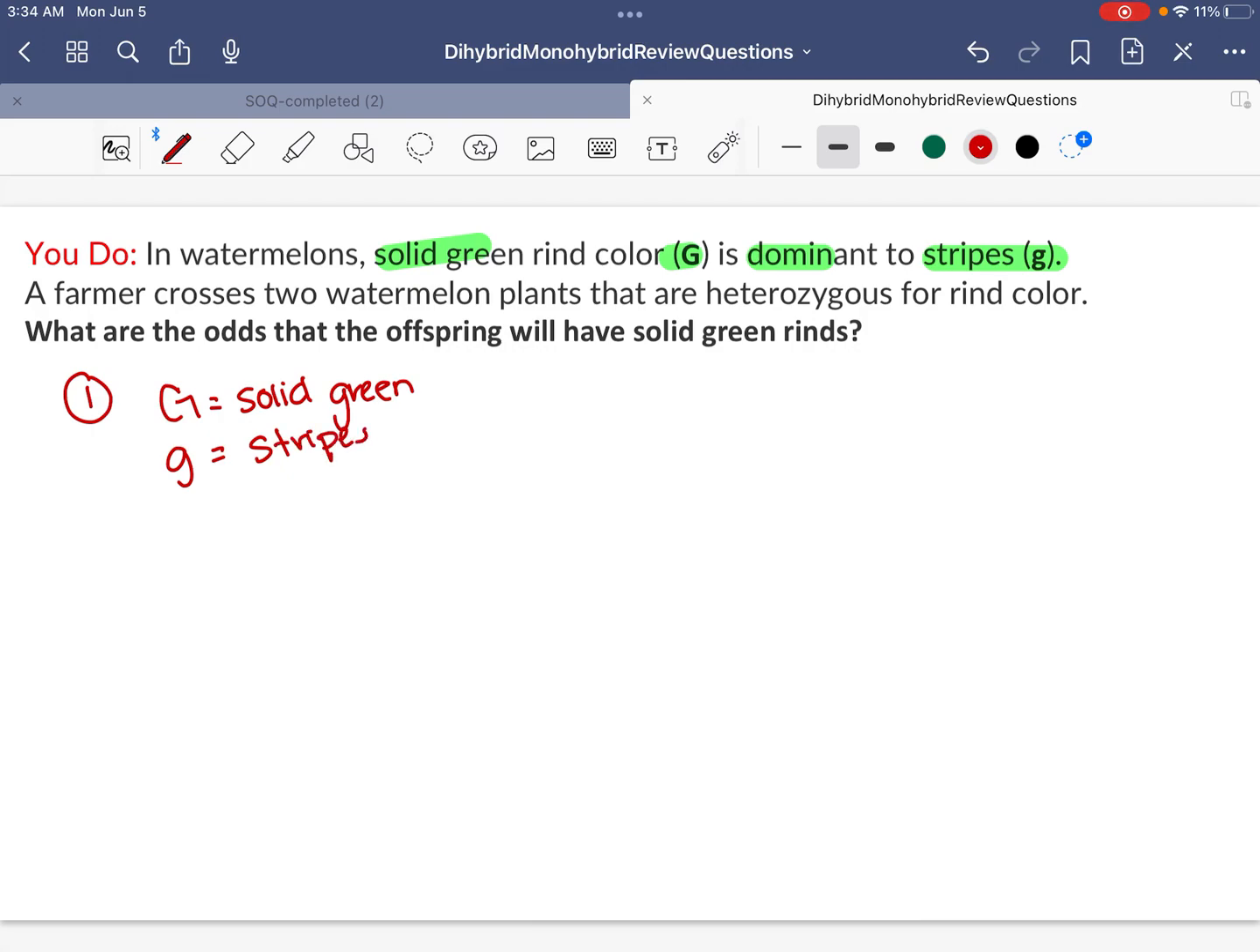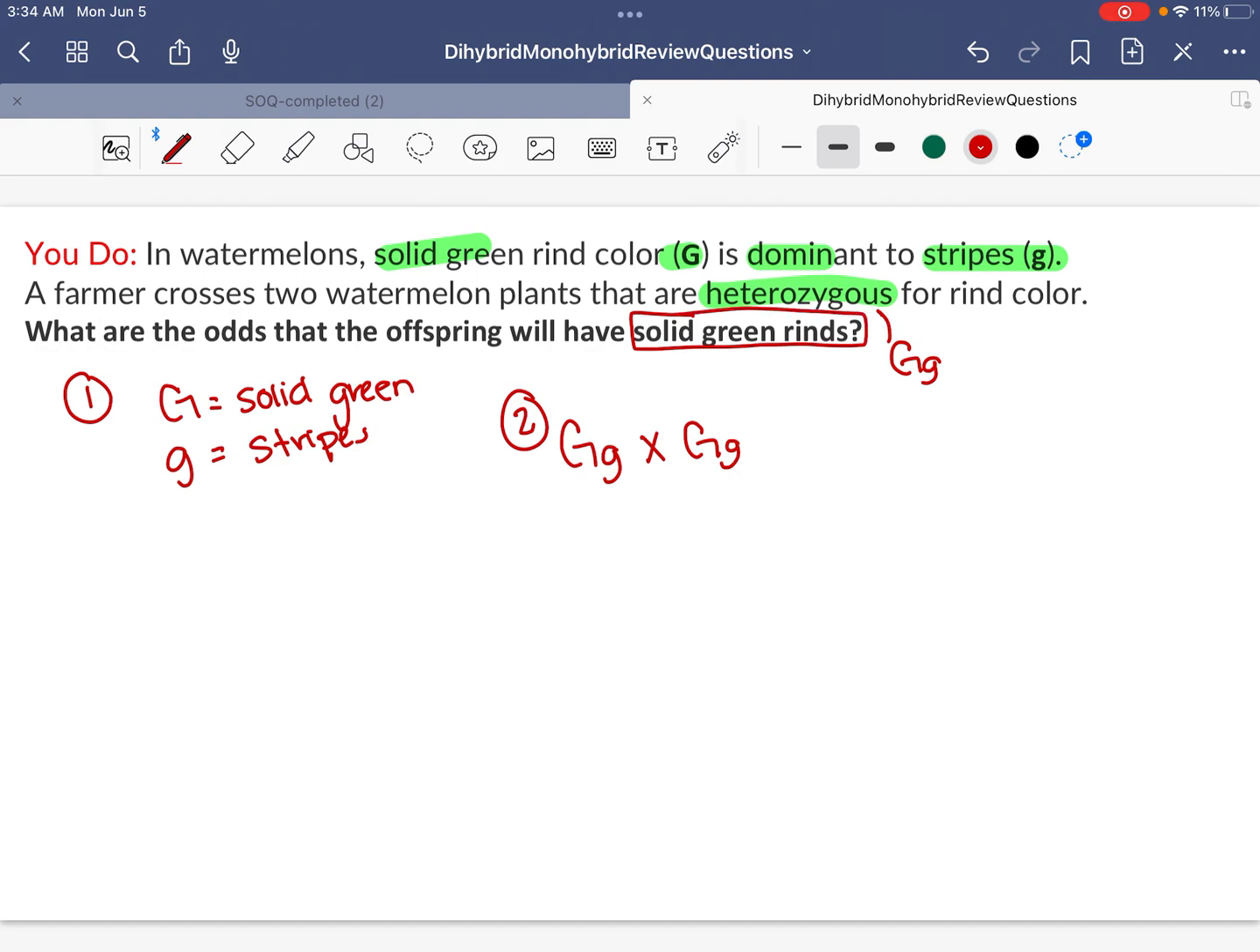They cross 2 watermelon plants that are heterozygous for the rind color. So we already know what that looks like, heterozygous for both parents. What are the odds that the offspring will have solid green rind?